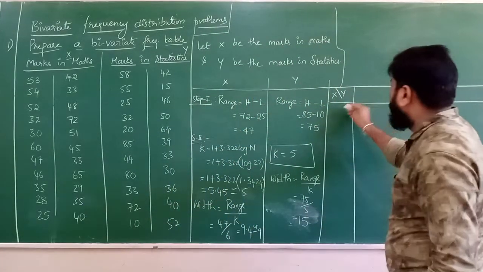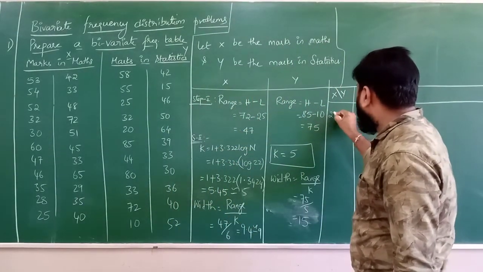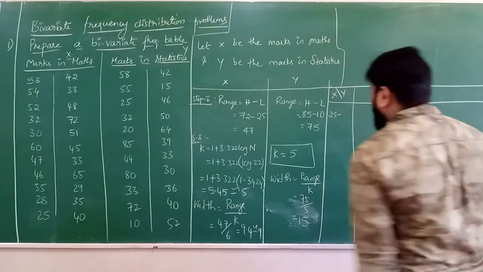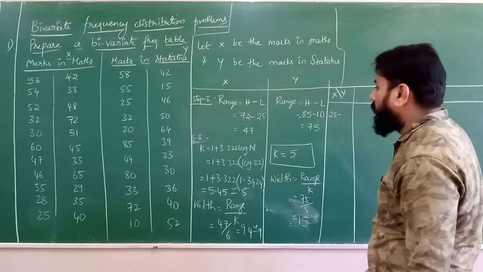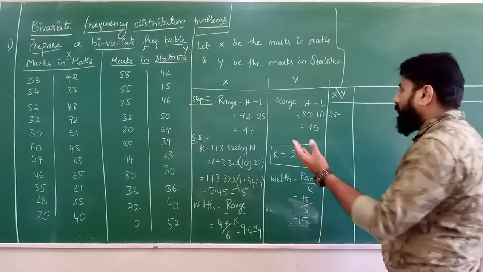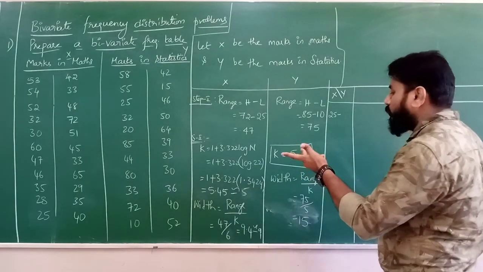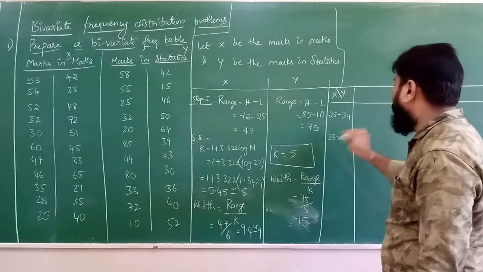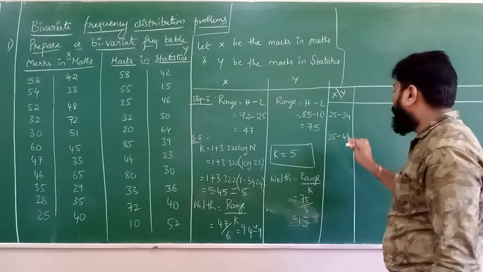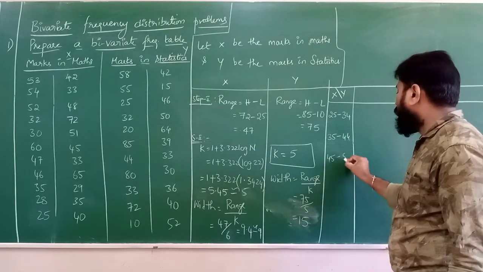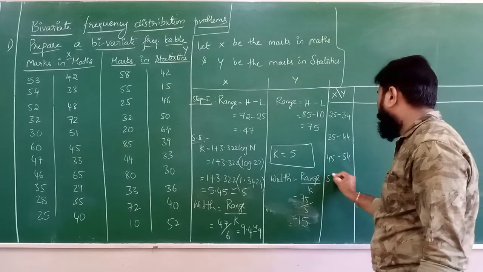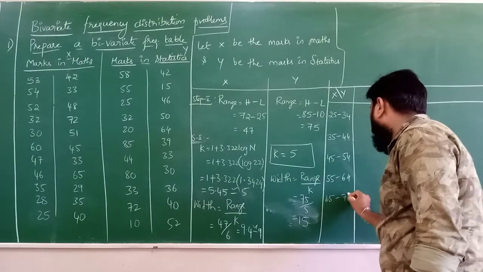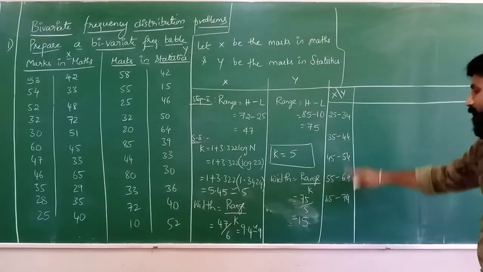Now frame it, X variable. Start from 25, taking 9 as the width, within 5 classes. So 25 to 34, then 35 to 44, 45 to 54, 55 to 64, 65 to 74. That is 1, 2, 3, 4, 5, within 5 classes.